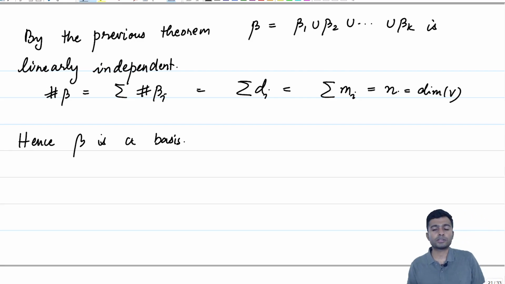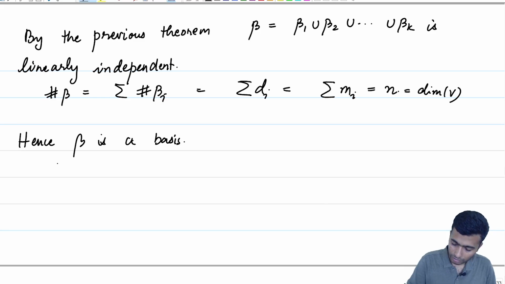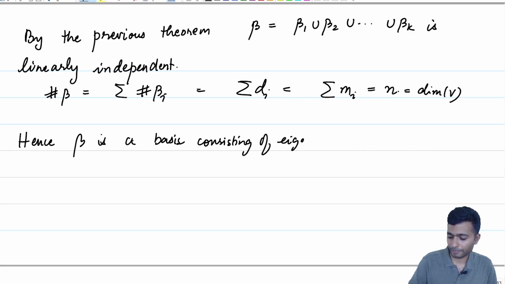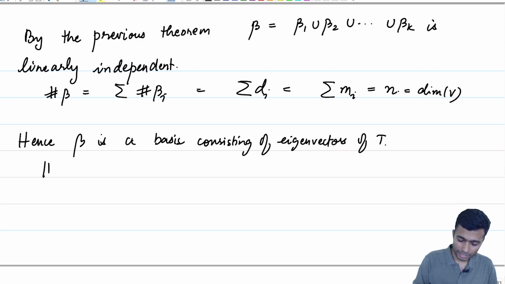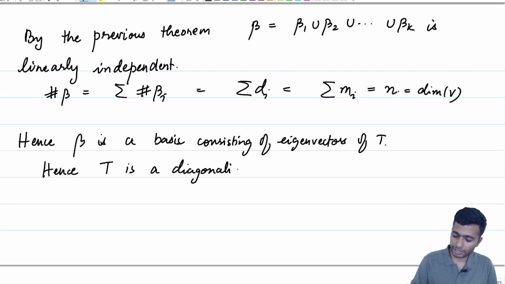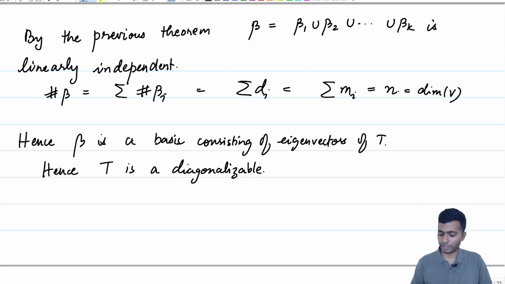What is beta? Beta consists only of eigenvectors of T, and therefore it is a basis consisting of eigenvectors of T. Hence, T is diagonalizable. So, we have obtained a necessary and sufficient condition on when T is diagonalizable, given that the characteristic polynomial splits.